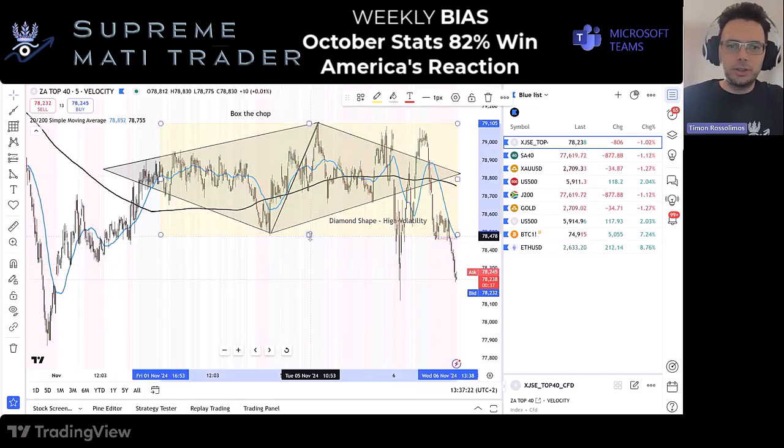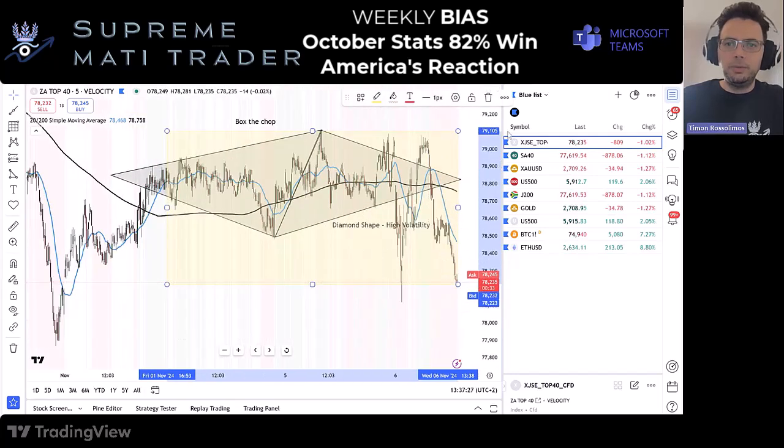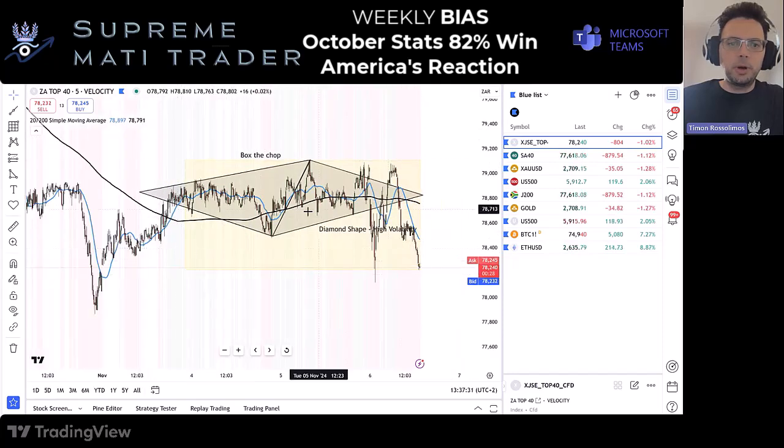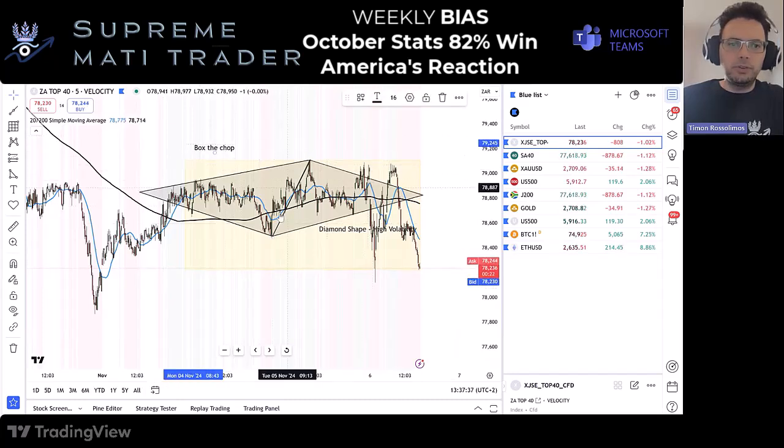So you can see the chop has now moved down all the way here. And we can see that we need to wait for the market to break out of each chop, and then we can decide what to do. So yesterday formed this diamond formation. And the diamond formation is the most volatile formation on the markets, and it's so rare to see.